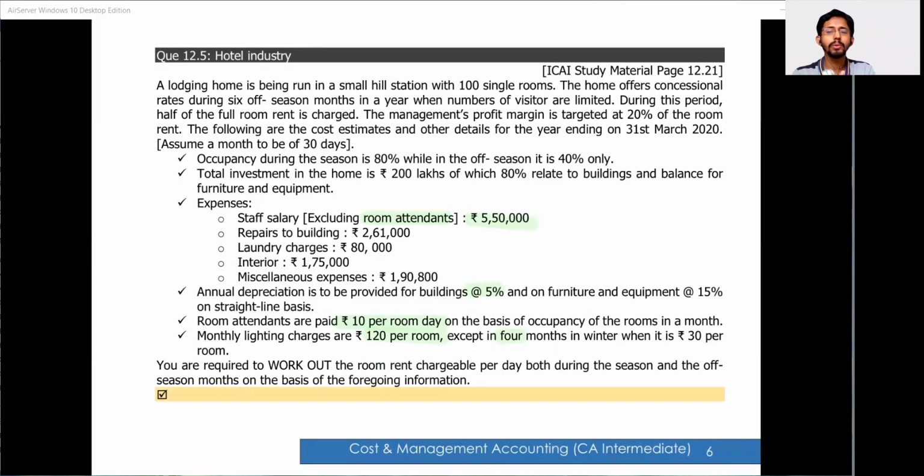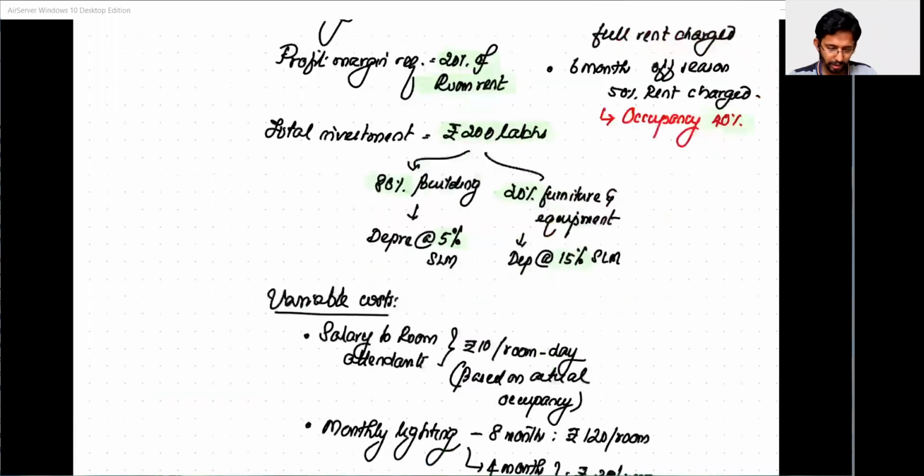And what is the duration of this winter season? It is only 4 months. Now what is the requirement? You are required to work out the room rent chargeable per day both during the season as well as off season months on the basis of the foregoing information. So whatever information is given, on the basis of that you are required to compute what the room rent needs to be charged during the season as well as off season separately. Okay, so we will start doing this now.